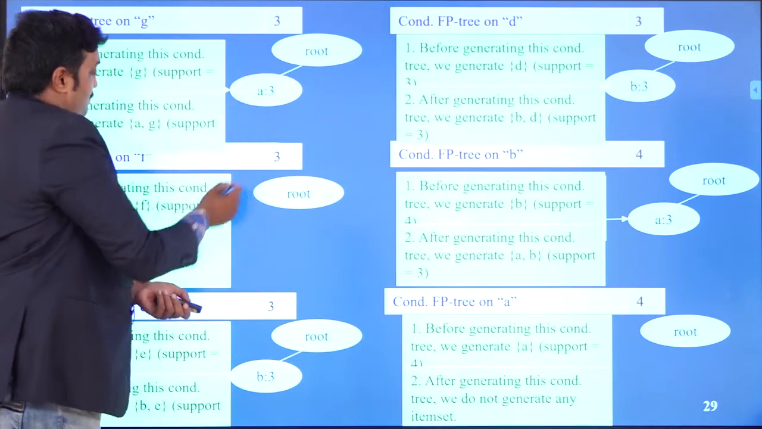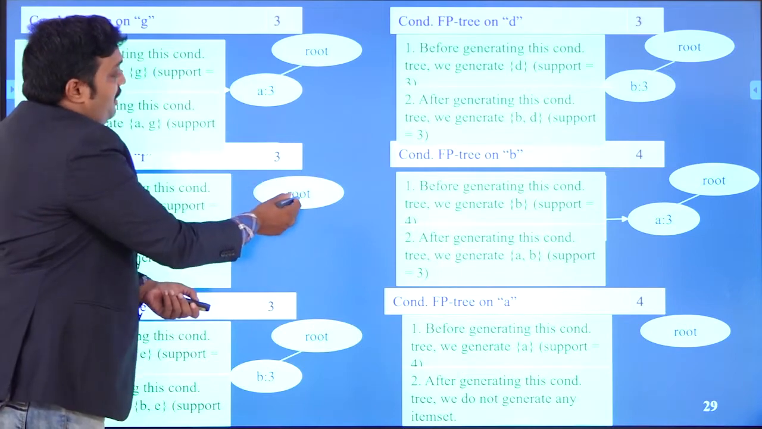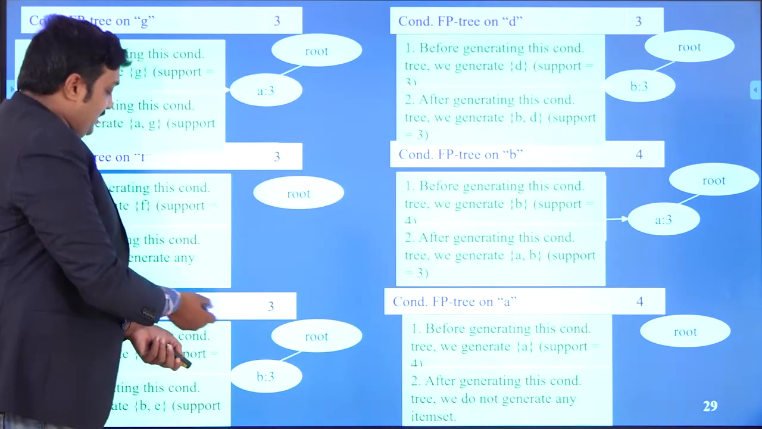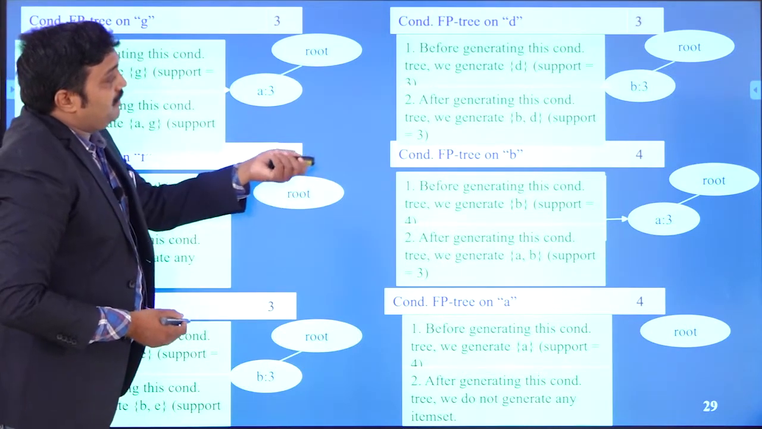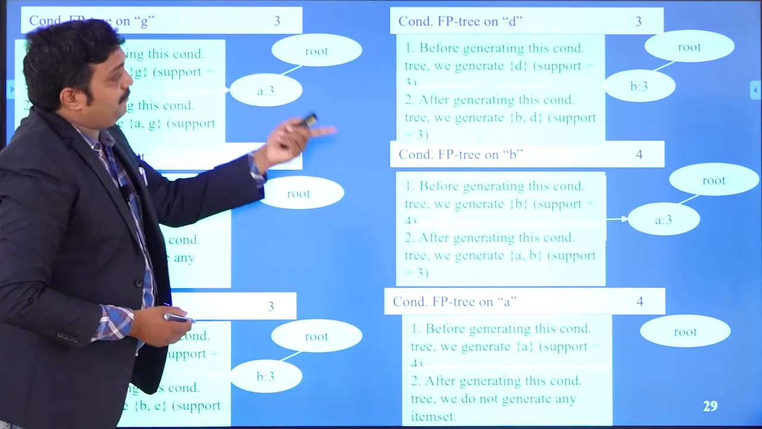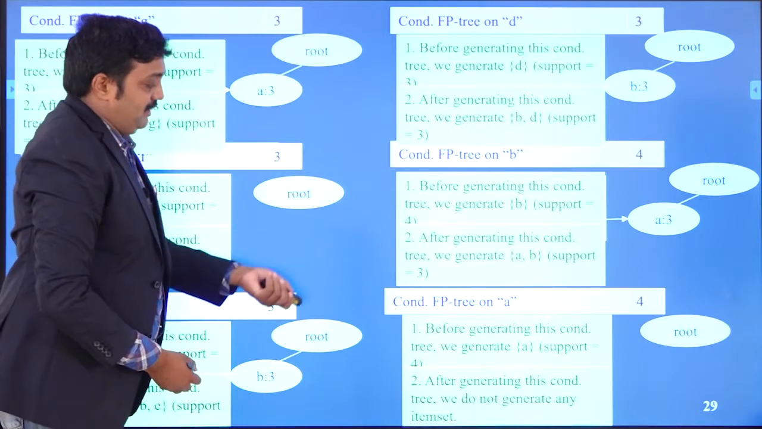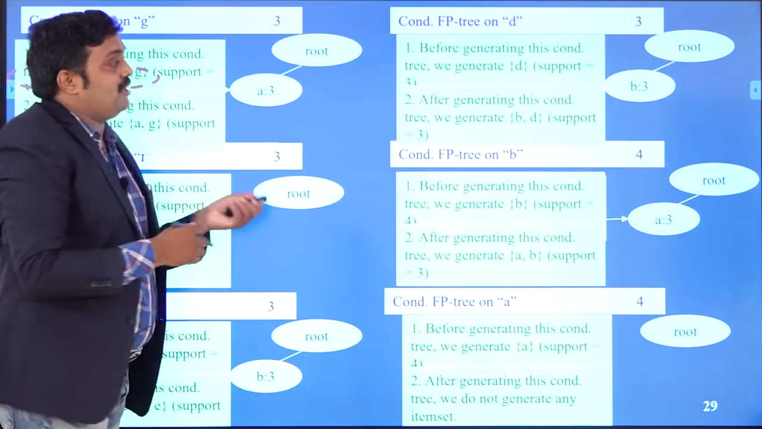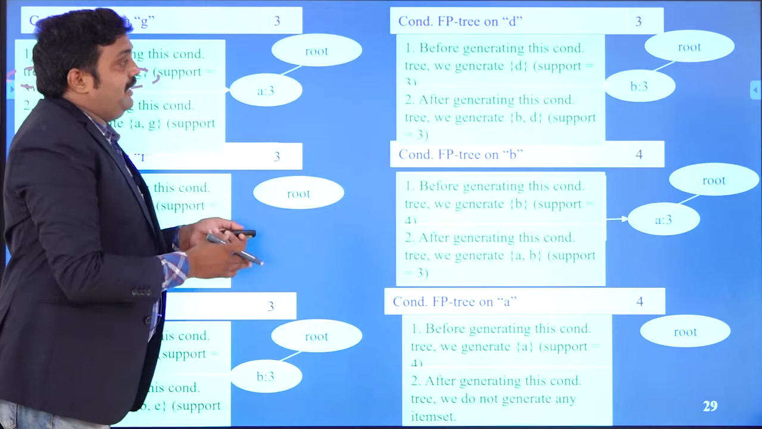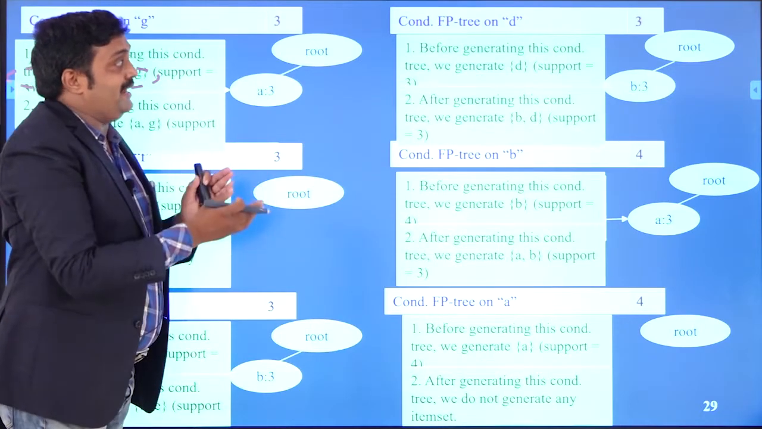A with G, there is no F with any combination, then E with B, and B with D, D with B, then B with A. Finally, A is a more frequent occurrence. This is the way how we are going to construct the FP tree and identify the frequent pattern, the combination.